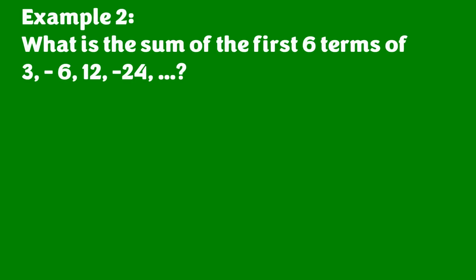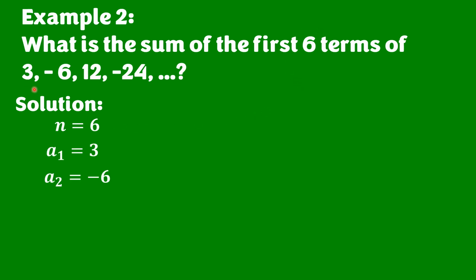For example number 2, we have: what is the sum of the first 6 terms of 3, negative 6, 12, negative 24? And the solution, the value of n is 6. Since we were asked to determine the sum of the first six terms of the given geometric sequence, the value of n is 6. And then a sub 1 is 3. And a sub 2 is negative 6.